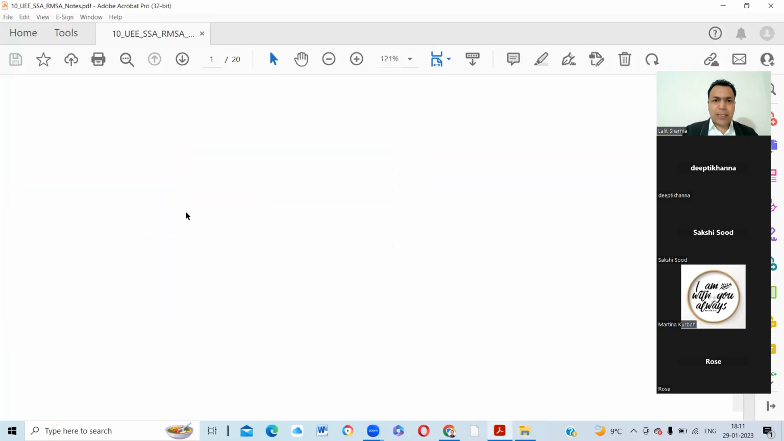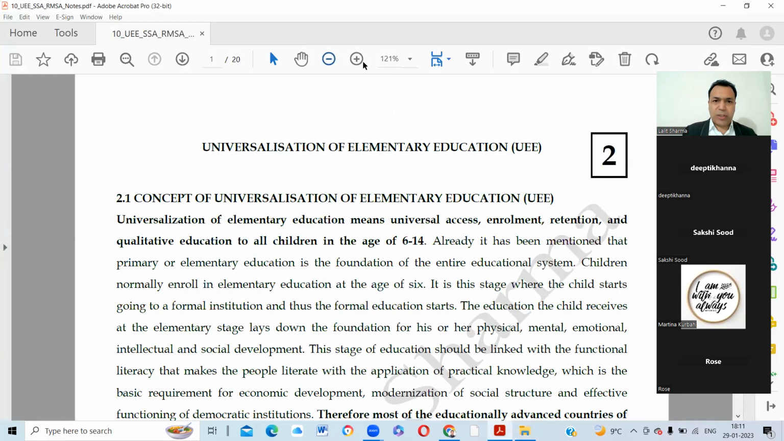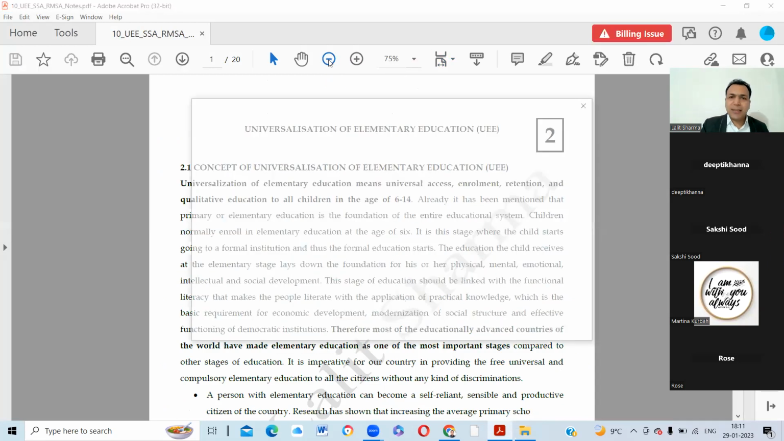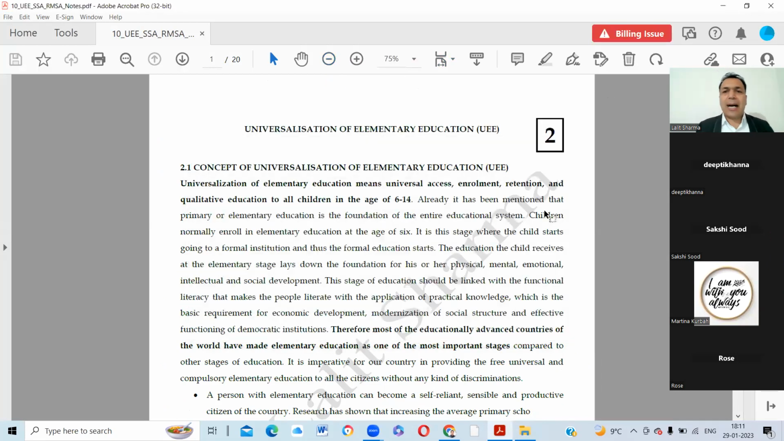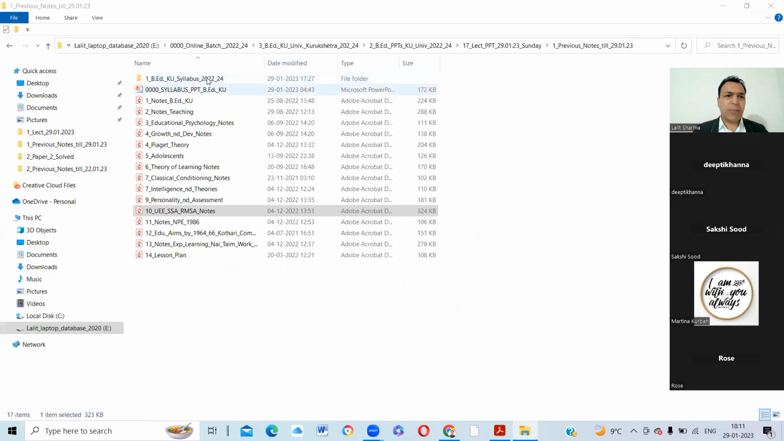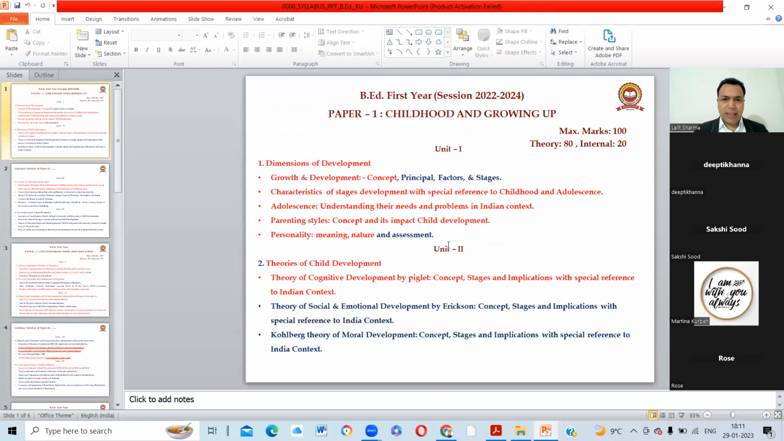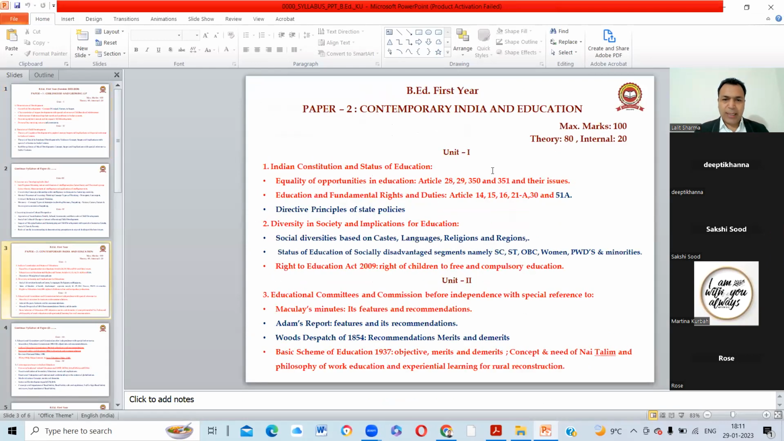So guys, the 10th PDF, I have already shared with you. The topic was universalization of elementary education, Sarva Shiksha Abhiyan, and RMSA, Rashtriya Madhyamik Shiksha Abhiyan, right? It is in your syllabus. You can see your syllabus also. Side by side, I open the syllabus so that you will come to know from which paper it is coming. See your syllabus. It is paper 2, Contemporary Indian Education.